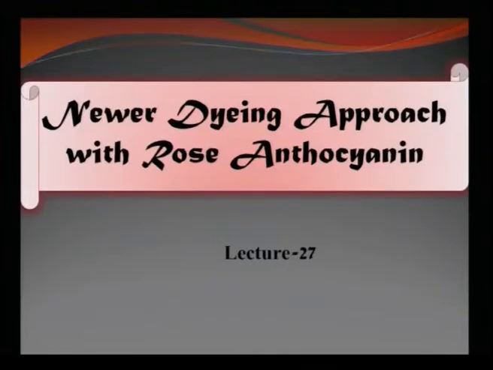So today we are going to look at the newer dyeing approach with rose anthocyanin, and therefore, we must dedicate some time to the way the rose anthocyanin is extracted. We must see how it is used for dyeing and what the shades and color depths are that can be derived on different fabrics, that is cotton, silk and wool, so that we know that there is a huge applicability and we can prove that.